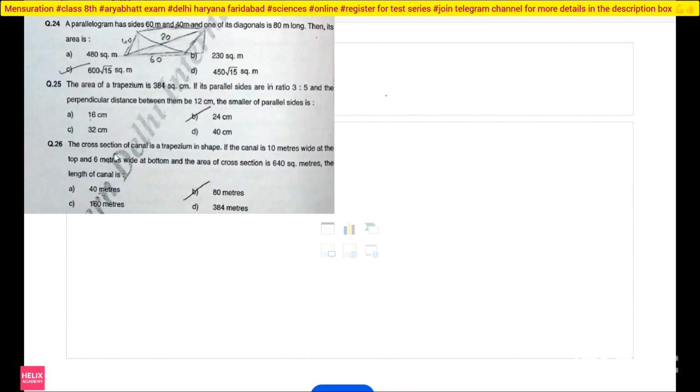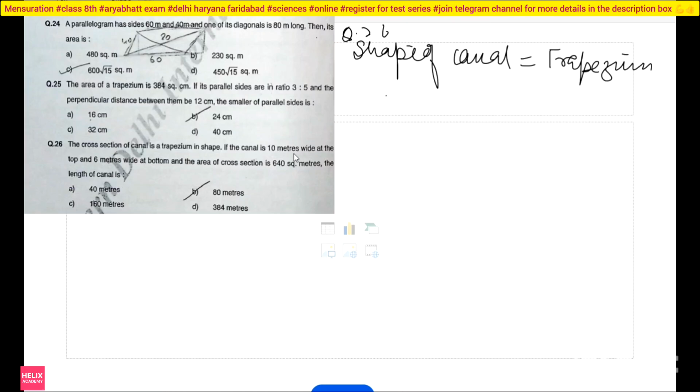Okay, they are saying the cross section of the canal is a trapezium shape. Shape of the canal is a trapezium, right? Question number 26. And they are saying the canal is 10 meter wide at the top and 6 meter wide at the bottom. So area is given as 640 meter square. They are asking about the length of the canal.